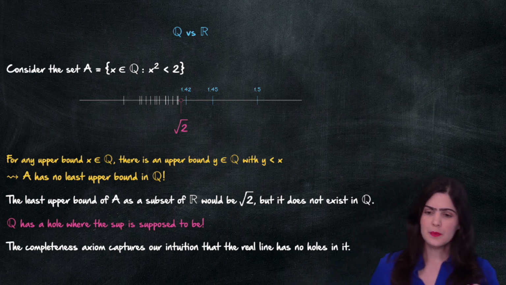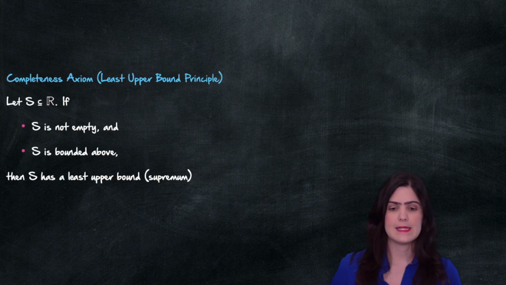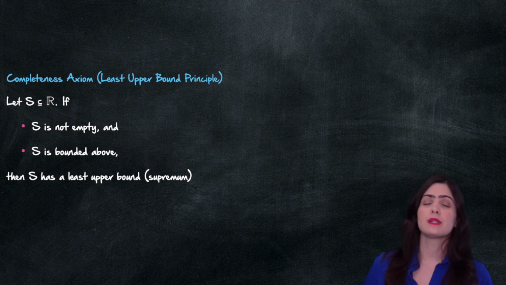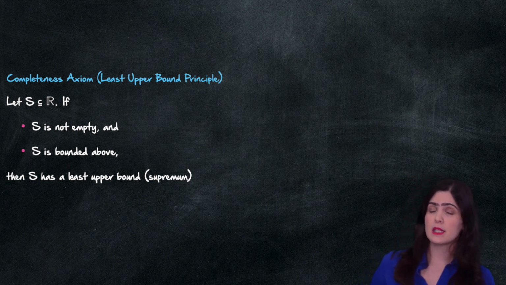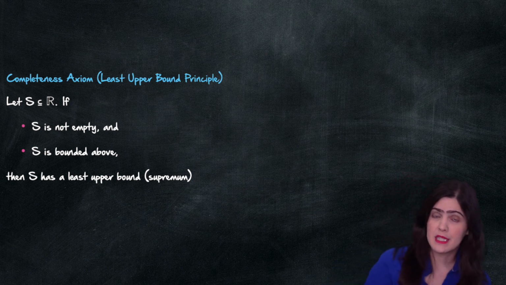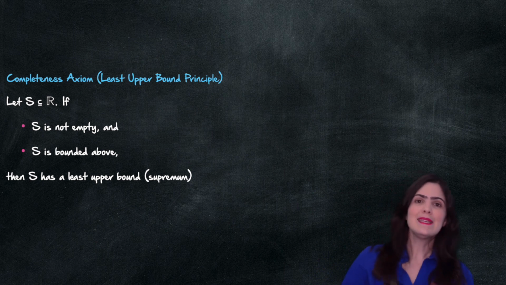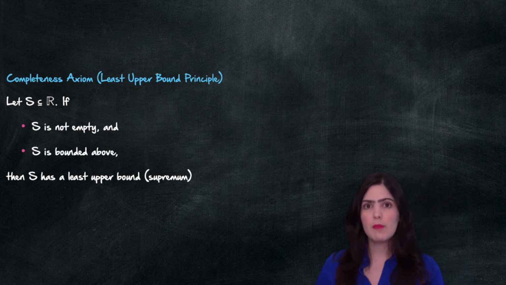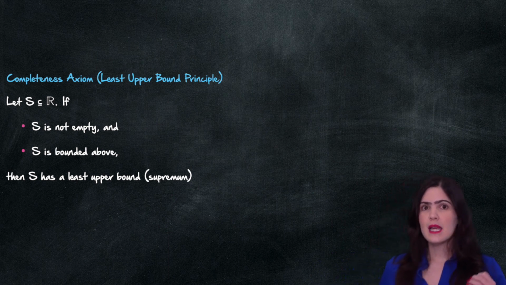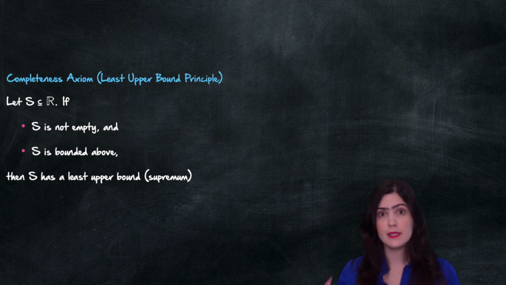Okay, but how can we formalize it? Okay, let's see. The completeness axiom, or least upper bound principle, tells me that if I have a subset S of the real numbers, if S is not empty and S is bounded above, then S has a least upper bound or a supremum, however you want to call it. So you see, that least upper bound is a real number.